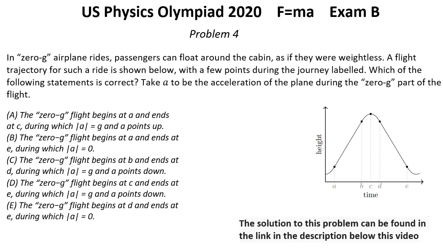That was answer C, which is the 0G flight begins at B and ends at D, during which A equals g and A points down. That was solution for problem number 4.